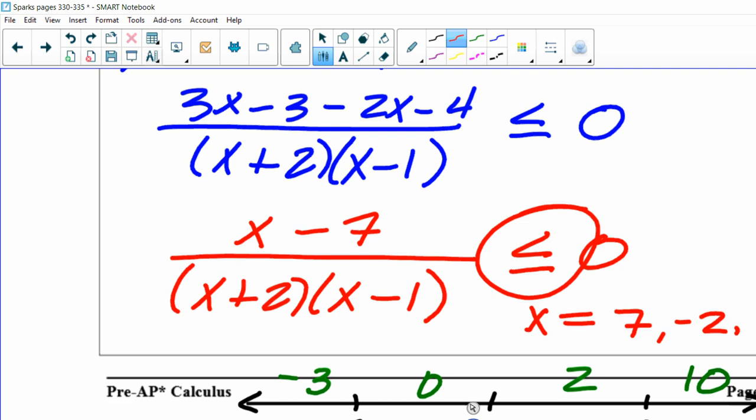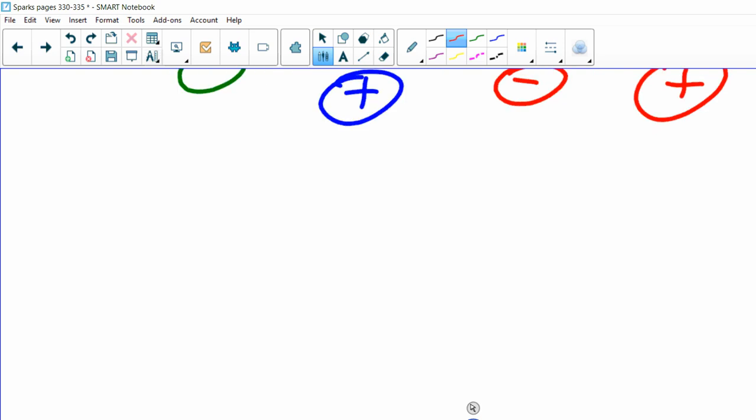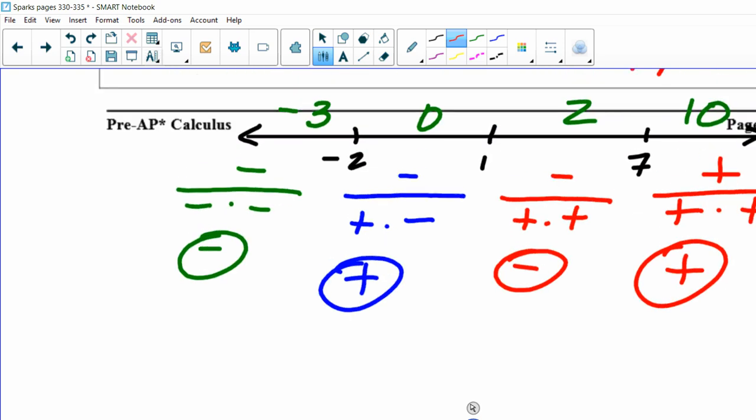Now, let's take care of the below. Where is this graph below the x-axis? Negative infinity to negative 2, and 1 to 7.